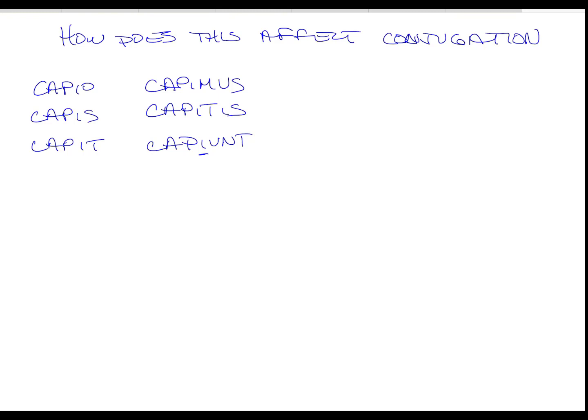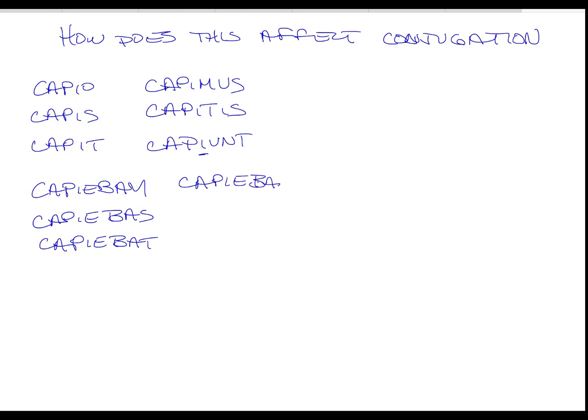Future's a little different. Let's do the imperfect first of all. Imperfect. Copiebam, copiebas, copiebat, copiebamus, copiebatis, copiebant.